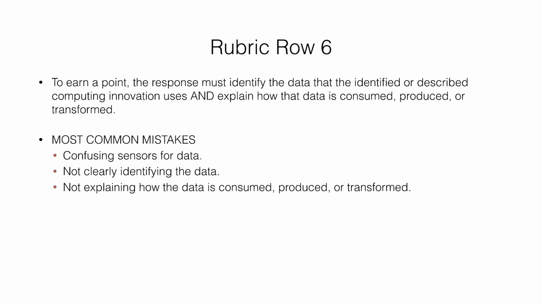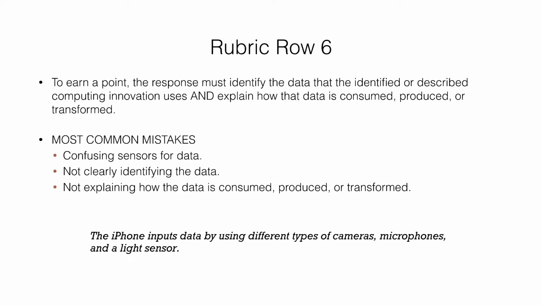So when the student talks about the type of data that it consumes, how it's produced or transformed, the most common mistakes are they talk about the sensor as data. Sensors are not data. Sensors collect data, and you need to identify what kind of data that sensor is collecting. Here's an example. The iPhone inputs data by using different types of cameras, microphones, and a light sensor. Okay, great. We haven't identified what kind of data it's bringing in, right? Cameras, microphones, and light sensors, that's not data.